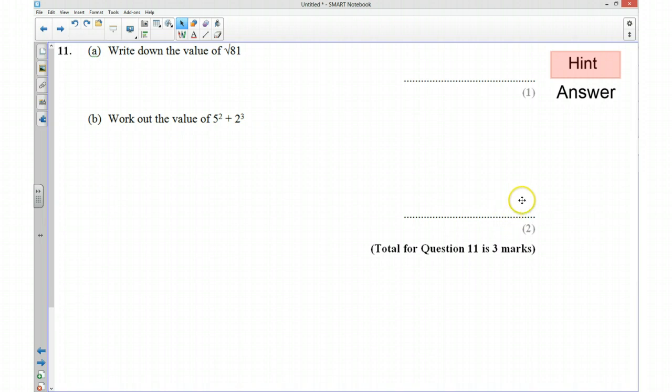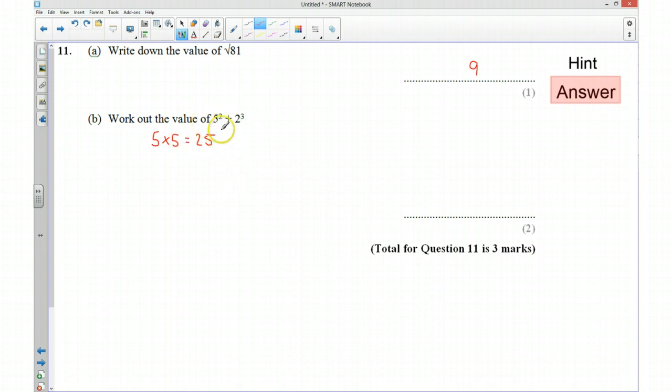If you'd now like to pause the video and see if you can have a go at answering the question. Okay, I'm now going to go over the answer to the question. So the square root of 81, a number times by itself that gives us 81, that's going to be the number 9. 9 times 9 gives us 81. For part B, we need to work out 5 squared. Well, 5 squared is 5 times 5, which is 25.